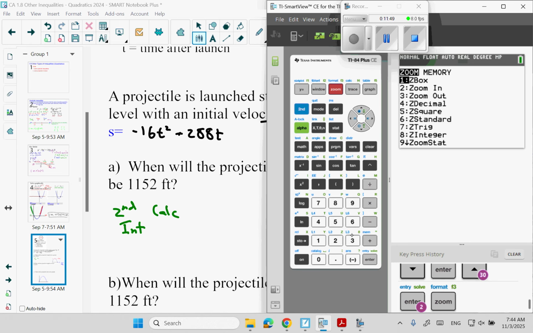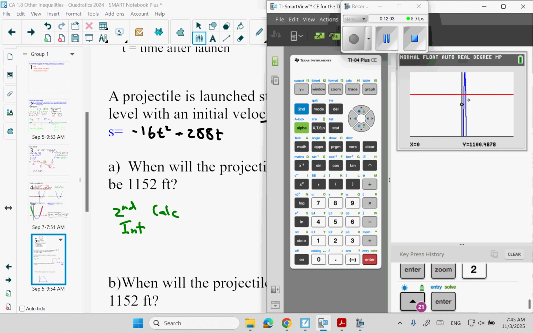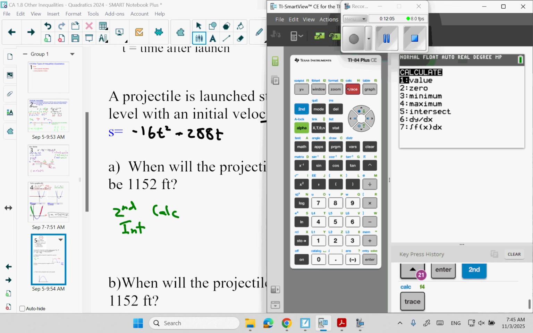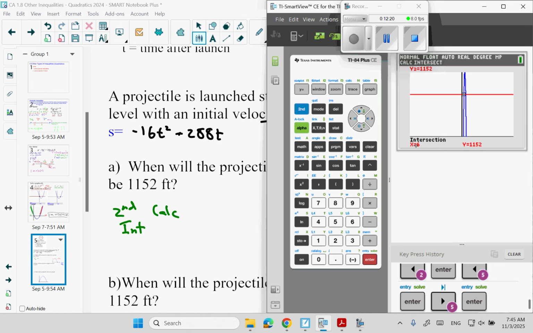Oh, that's always the worst part, is finding the right window. All right, we see that it crosses twice, so I can do second calc intersect. First curve, just make sure you're on one of the equations. In this case, I'm on the blue equation. Second curve, make sure I'm on the red equation. And guess, get as close as I can to the first intersection I'm trying to find. We see that it is 6.